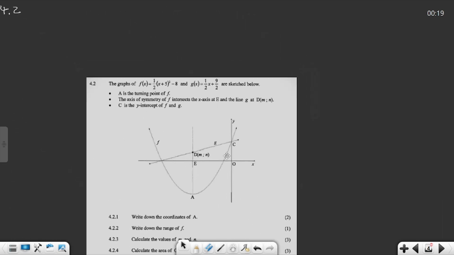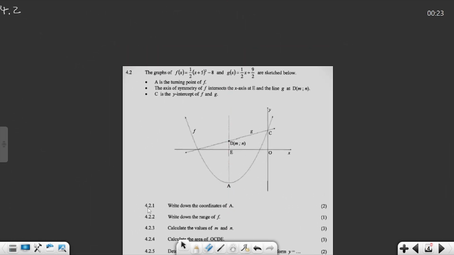Okay, let me get it here. 4.2.1. Write down the coordinate of A, 2 marks. Okay, so this is A. You note A is the turning point. Since A is the turning point and you are given the equation f of x in this form, you can get the turning point easily when the equation is given in this form. Can you see the turning point is at -5 and -8. So the x coordinate is -5 and the y coordinate is -8.